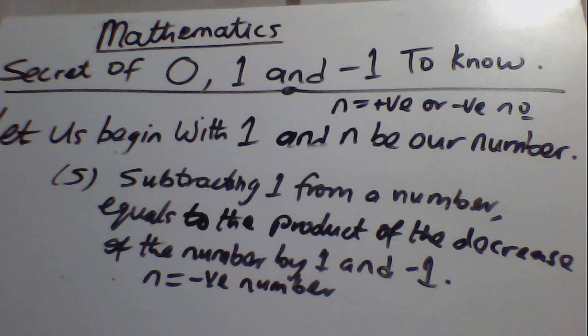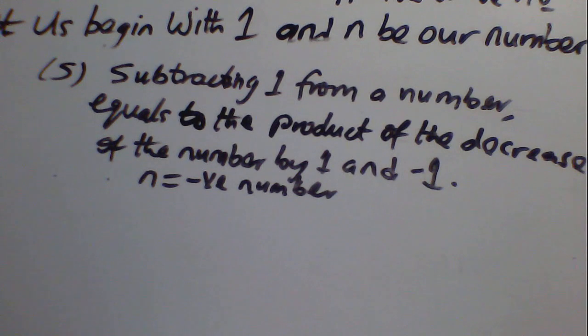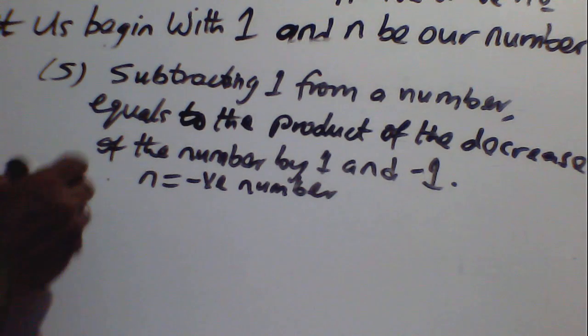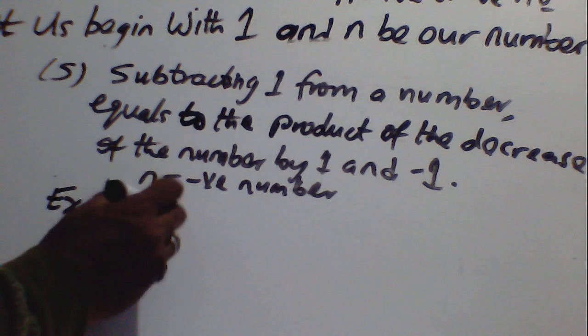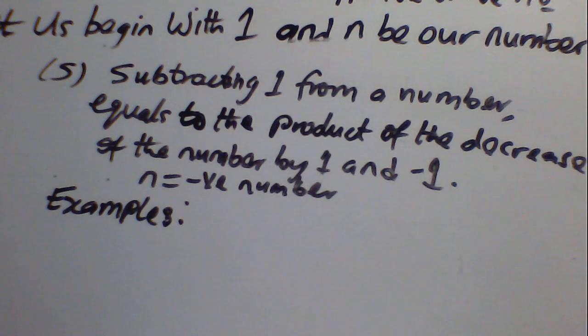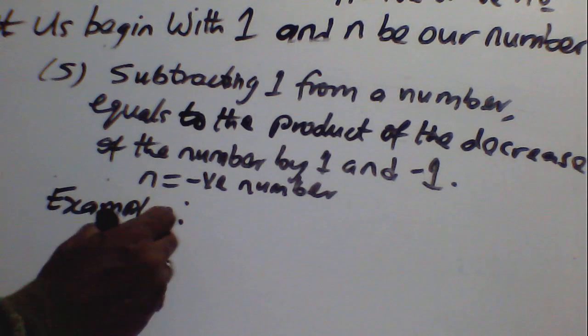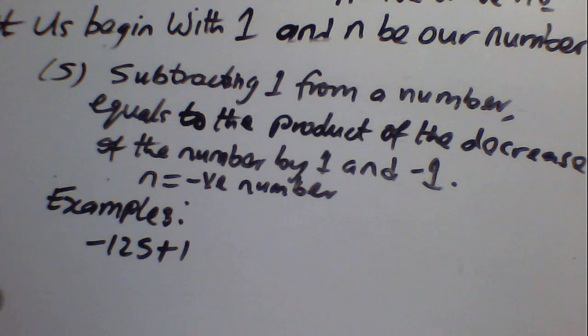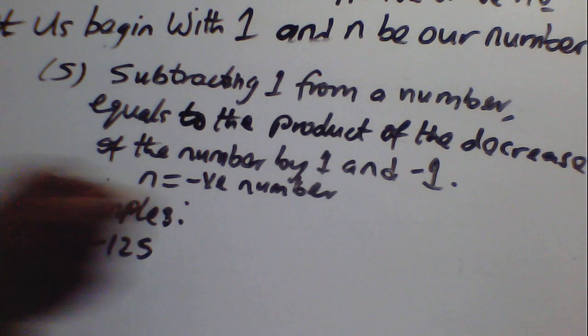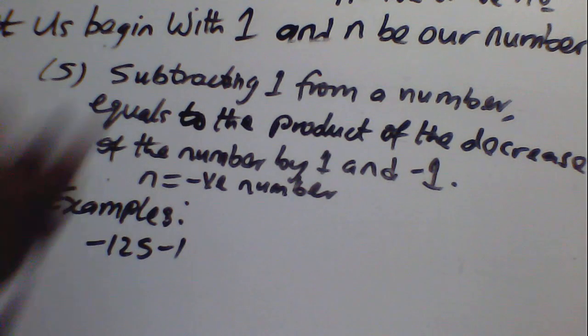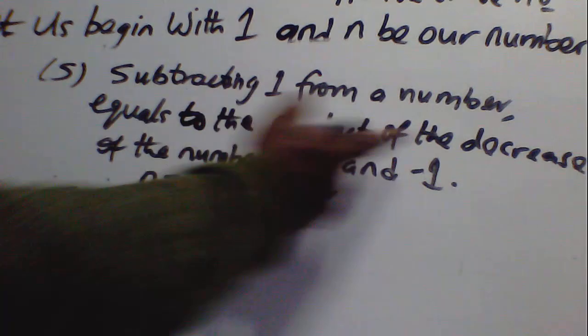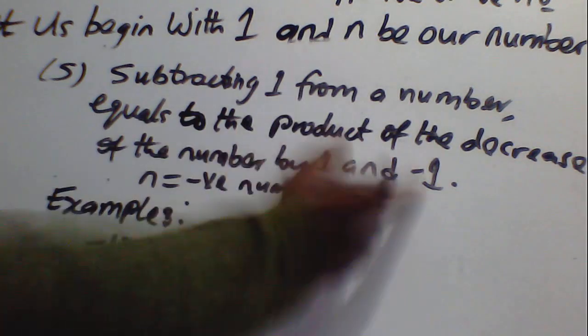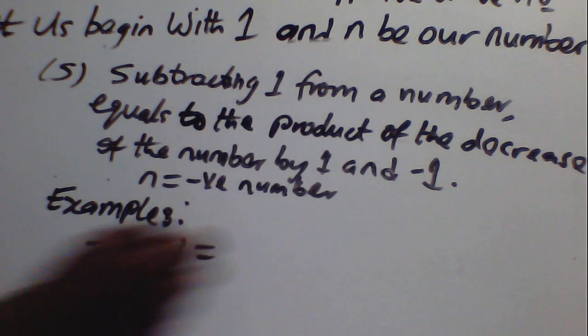Subtracting 1 from a number equals what? Equals the product of the decrease of the number by 1 and what? Minus 1. In this case, n is a negative number. So look at the example for clarification. The example is minus 125 minus 1. Subtracting 1 from a number equals the product of the decrease of the number by 1 and minus 1.